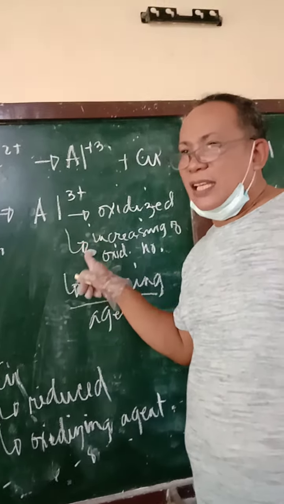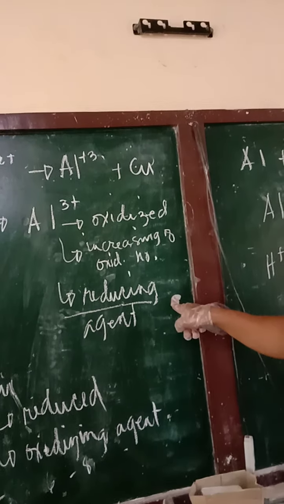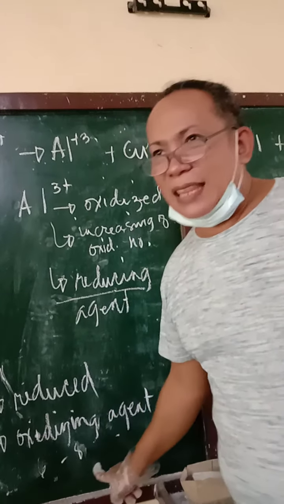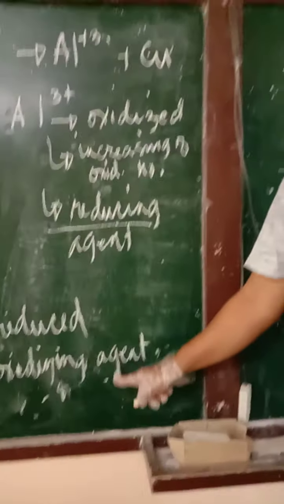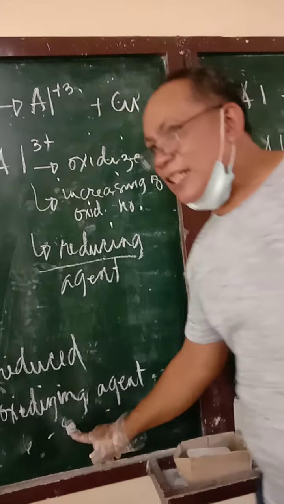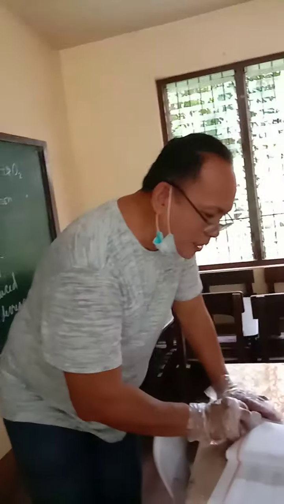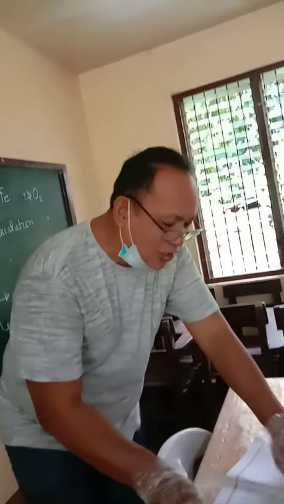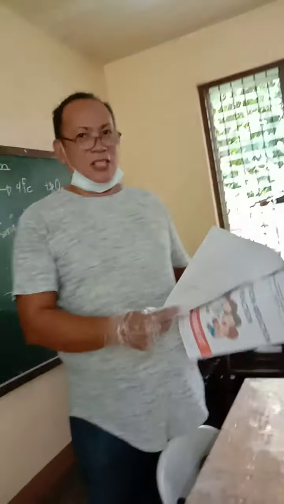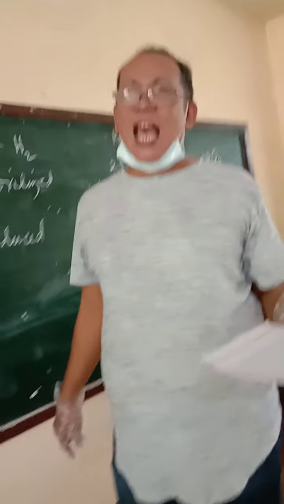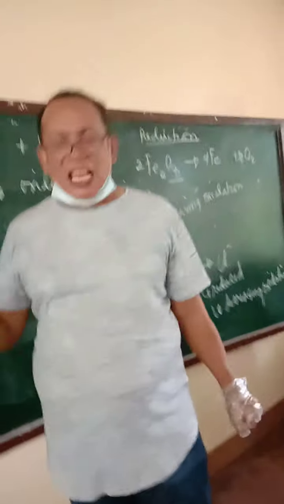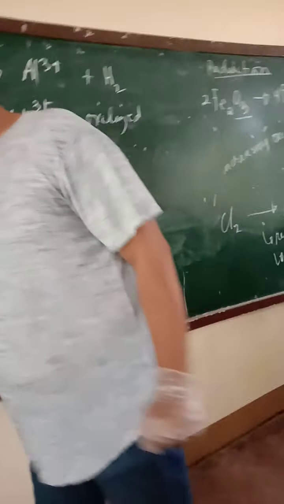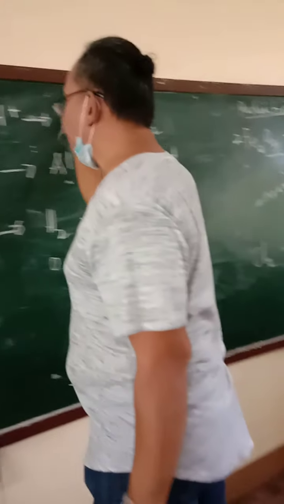So, the one that oxidizes is the reducing agent, and the one that reduces is the oxidizing agent. Okay, let us proceed to classify reactions as redox and non-redox. In classifying a reaction as redox or non-redox, we look at whether there is a change in oxidation number.